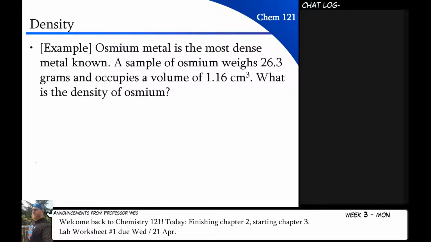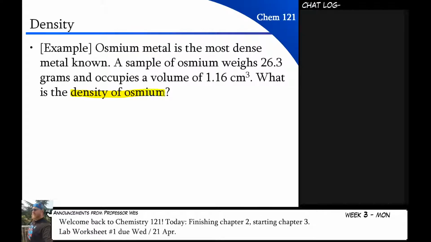So let's look at an example problem. This is the simplest type of problem I could give you. This problem involves osmium metal. Osmium metal is the most dense material that we have access to, or the most dense, I should say, element. A sample of osmium weighs 26.3 grams and occupies a volume of 1.16 cubic centimeters. What is the density of osmium?